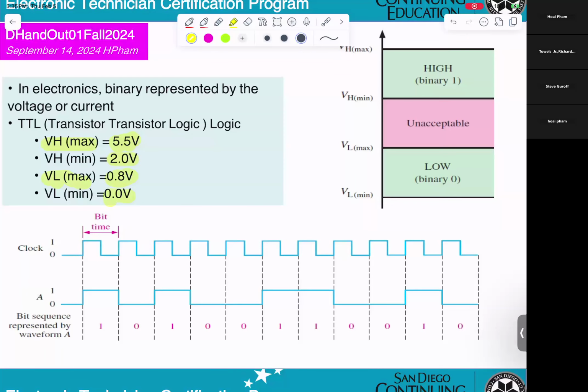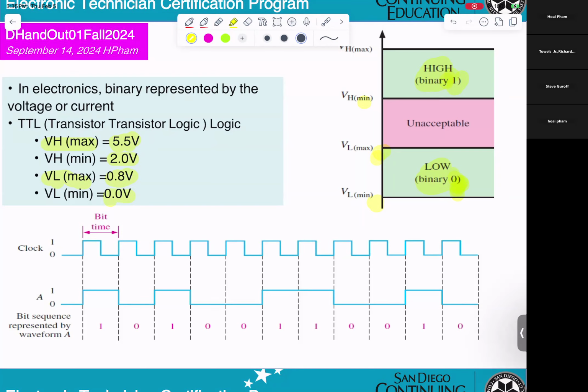Okay, this is the table. For high, binary 1. For low, binary 0. That means minimum high to maximum high will be binary 1. Minimum low to maximum low will be binary 0. The thing is, in digital circuitry, you only deal with logic 1 or logic 0.